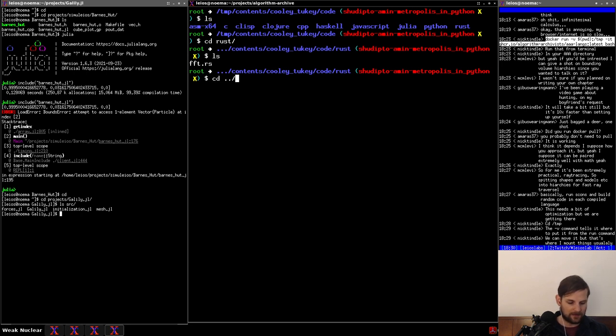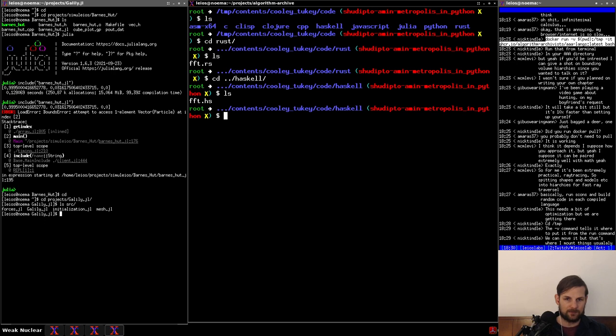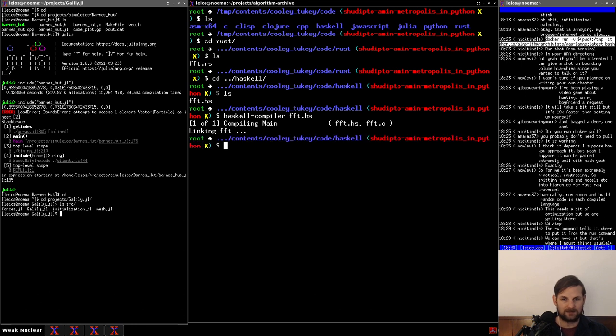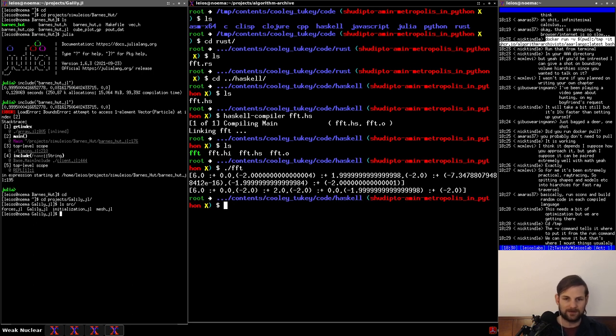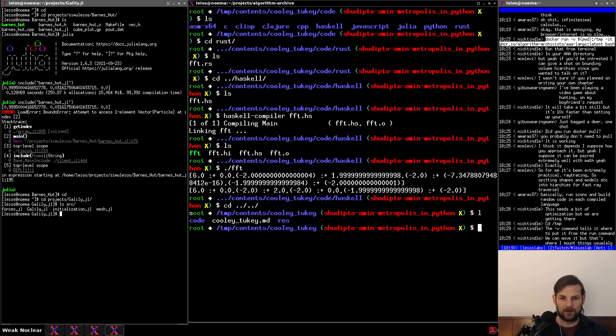CD back into Haskell, and then I just do, can I just run it with Haskell? Compiler fft.hs. Look at that. So now we just do ./fft. Boom. Perfect. Super nice. Yeah, I'm using this from now on. It's super nice. I really appreciate it. That is great. All right, Control D.